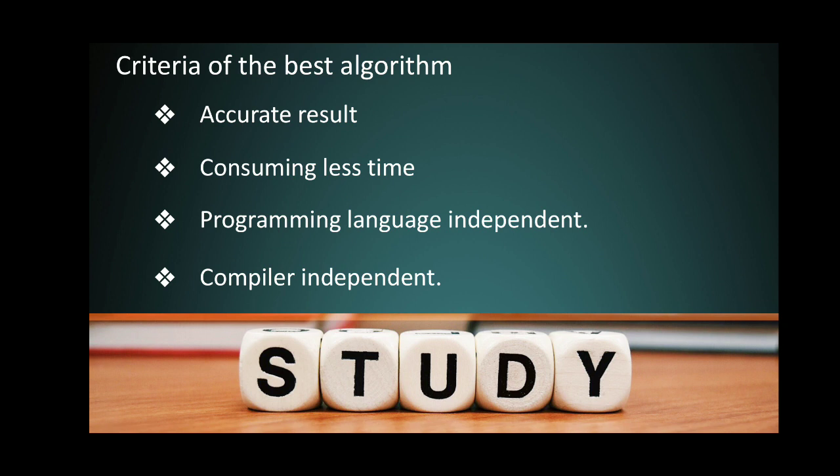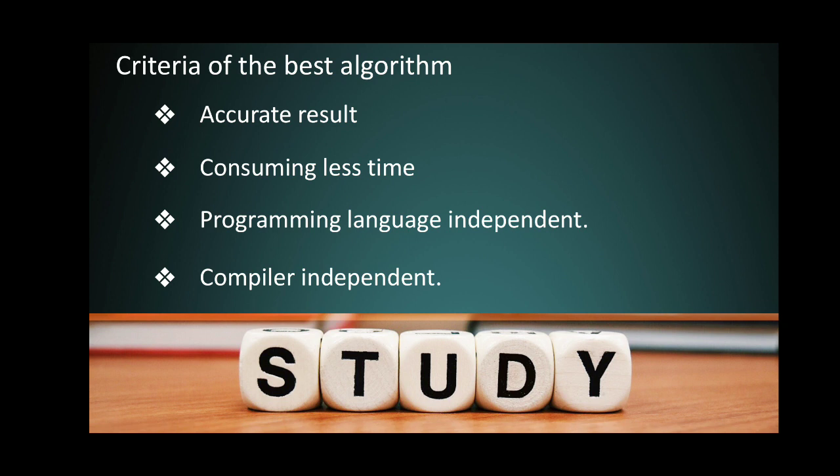And third one, when we are implementing the algorithm in terms of program, that should not depend on any programming language. It should be implemented in any programming language, that is programming language independent. Fourth point, compiler independent. When we are implementing the algorithm as a program, the program should not depend on any compiler, that is compiler independent.